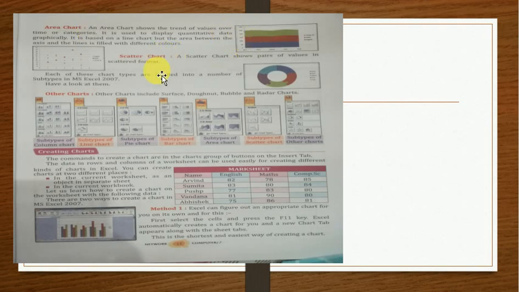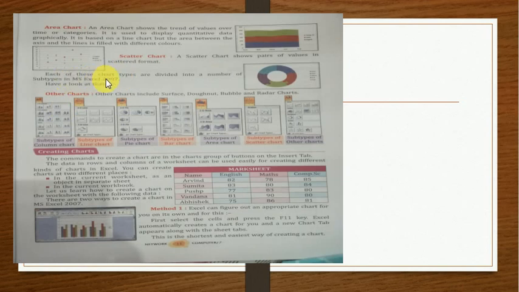Next is scatter chart. Okay, what is a scatter chart? A scatter chart shows pairs of values in scattered format. Scattered format, like you can see here, it doesn't have any line, it just has one dot. So these are scattered over the regions. These are not fully visible as well.